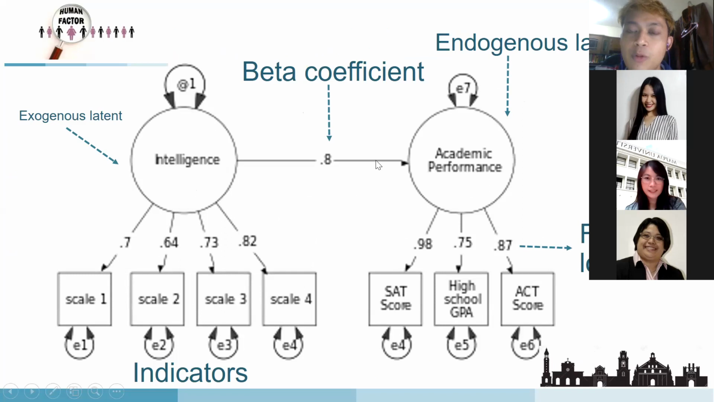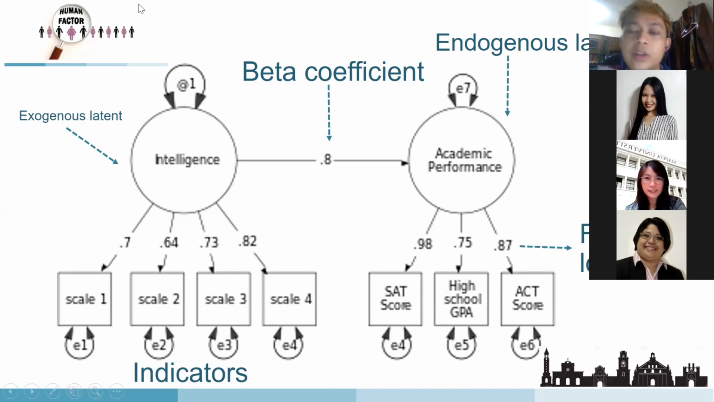The one that has a circle or oval, we call it a latent variable, or an unobserved variable. There is no data in here, but it is measured by certain measures, for example anthropometric. These are the indicators. I know everyone already knows about this. Indicators, another term is observed variable, so we can get the data directly.